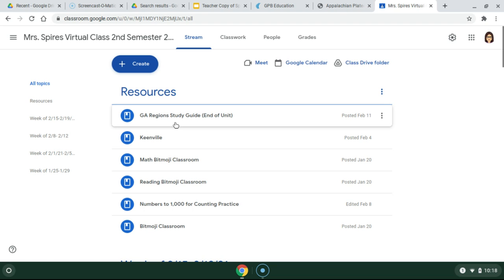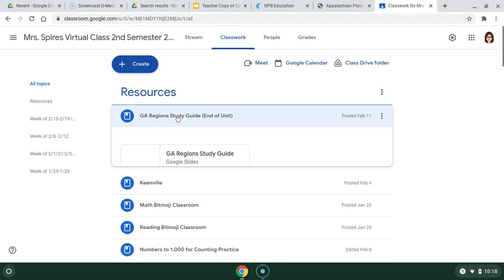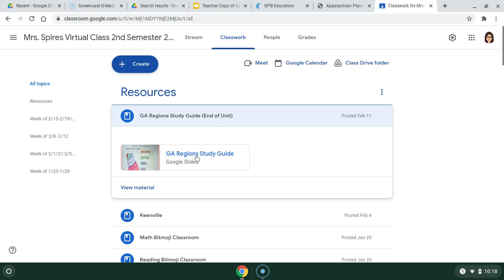Here it is, Georgia Region Study Guide. It says end of unit. And there it is again if you're missing it. All right, so if you study everything here, you'll be prepared. All right, after this week, we're going to add on some important rivers in Georgia. So we need to really have these regions down this week before we move on to the rivers. All right, if you have any questions, please let me know.